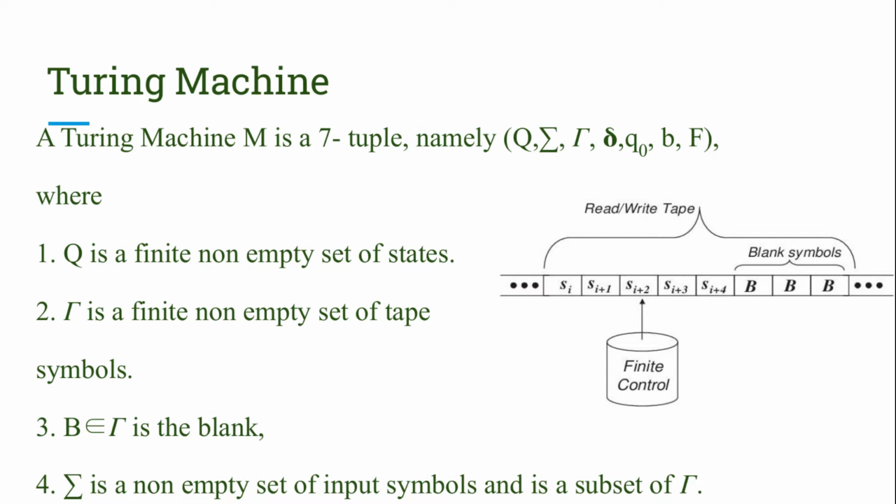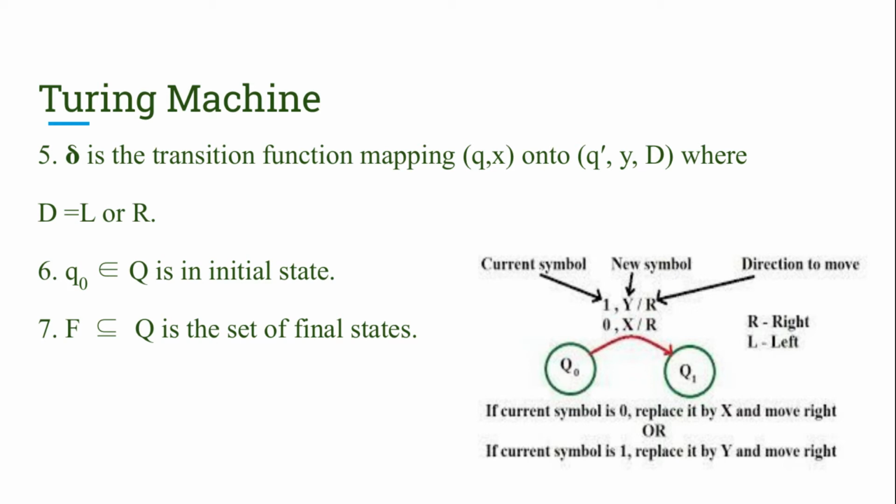Mathematically, a Turing machine can be represented by a finite non-empty set of states Q, a finite non-empty set of tape symbols Γ, a special symbol named blank, which is an element of the tape alphabet, a finite non-empty set of input symbols Σ, which is a subset of tape symbols, and a transition function δ with arguments q, x, where q is the current state and x is the current tape symbol, with a mapping onto q', y, d, where q' represents the new state, y is the new tape symbol, and d is the direction of movement of the read-write head, which can have values L or R. q0 is the initial state and F is the set of final states.